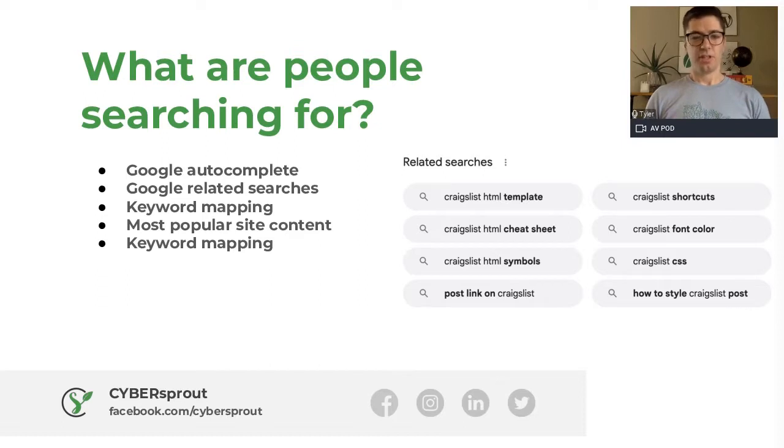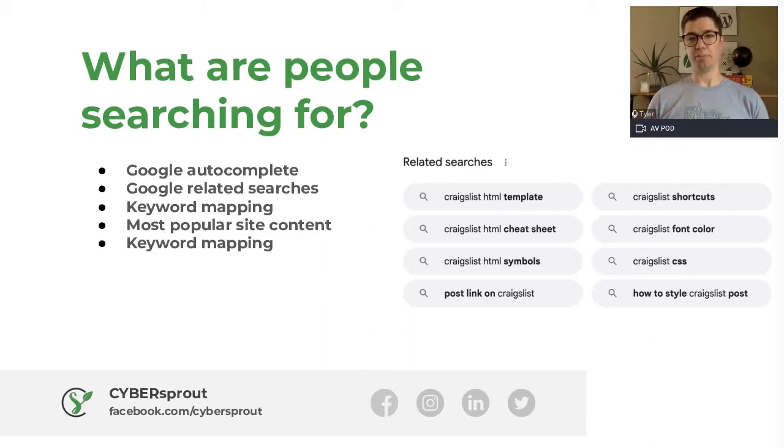This is the idea of trying to figure out what people are searching for so you can create a target to help them answer their question or their user intent. There are a few different ways to go about it. One of my favorites is Google Autocomplete, something you've probably used when using Google without even knowing it.